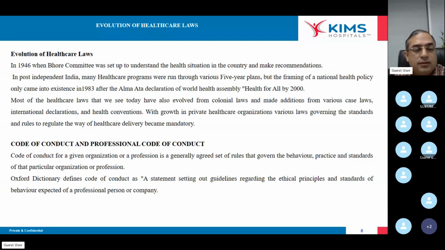Same way, the code of conduct is decided or put in place either by hospitals or by government setups or government regulatory bodies to ensure the proper code of conduct is followed in the system.